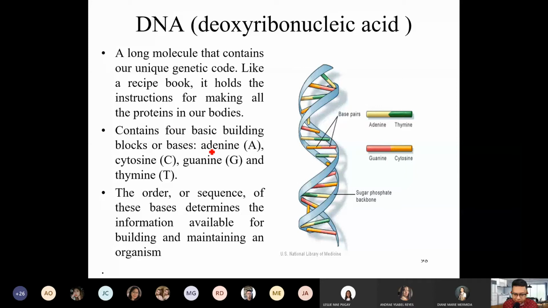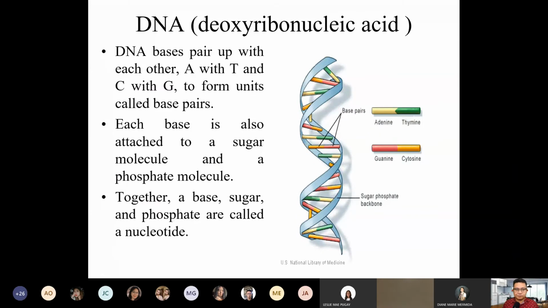Please memorize these 4 base pairs ha. I mean, yung 4 basic building blocks natin. And sino magka-pair? ATGC. Okay? So DNA bases pair up with each other. A with T, and C with G. They form units called base pairs. Each base is also attached to a sugar molecule and a phosphate molecule, particularly ribose. Together, a base, a sugar, and a phosphate are called a nucleotide.